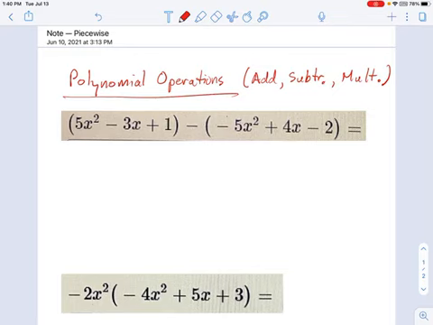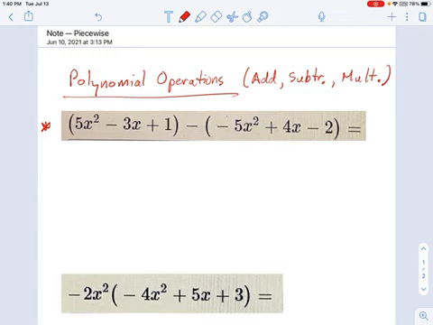Let's start off our polynomials unit with a review of all the basic polynomial operations, the important ones: addition, subtraction, and multiplication. We'll get to division later. That one gets a little tricky. But for now, I just want to start off with this addition problem that we have right here. And let's go through this and add up all the terms, or subtract as is appropriate.